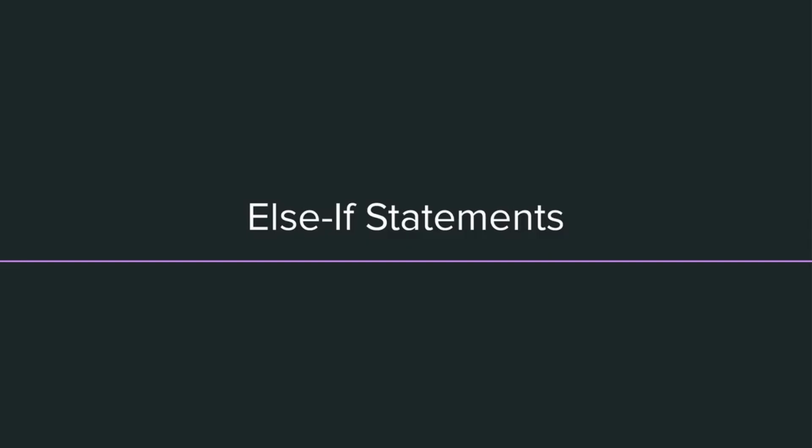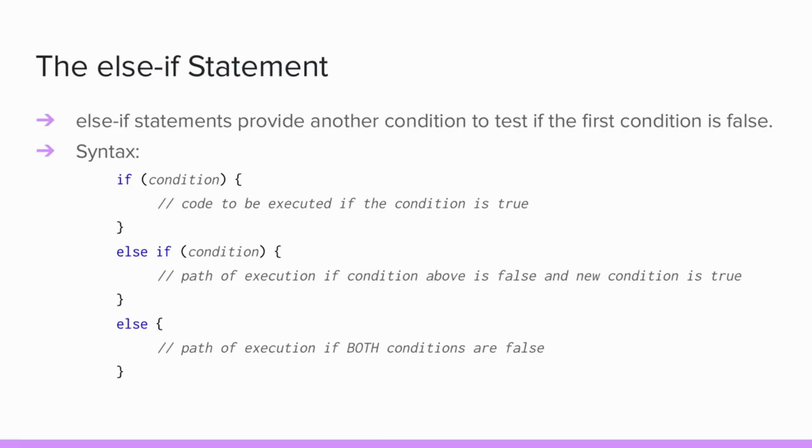What if we wanted to test more than just 2 conditions? We could use something called an else-if statement. Else-if statements provide another condition to test if the first condition is false. Just like with the if block, we can add another block called an else-if and pass it a condition. The else-if is executed after the if statement but before the else statement.